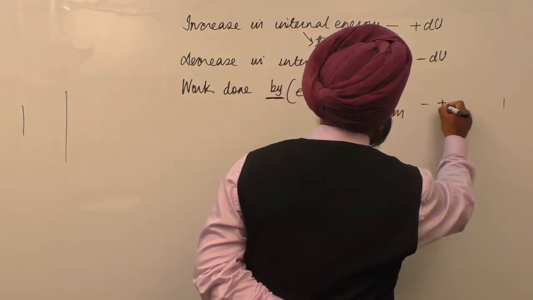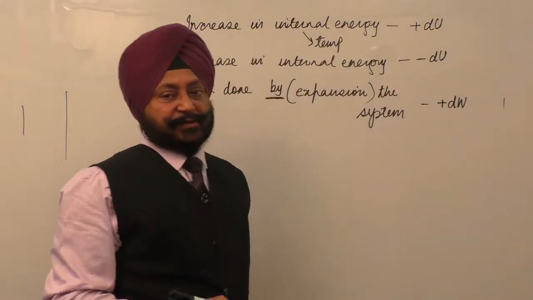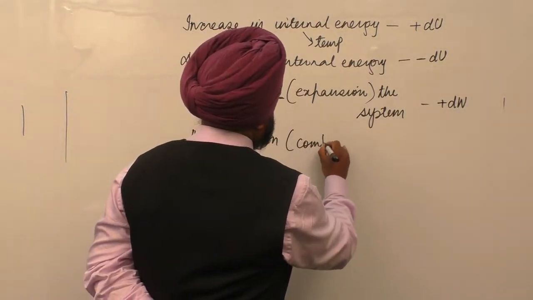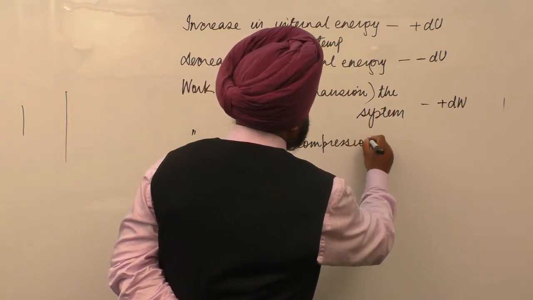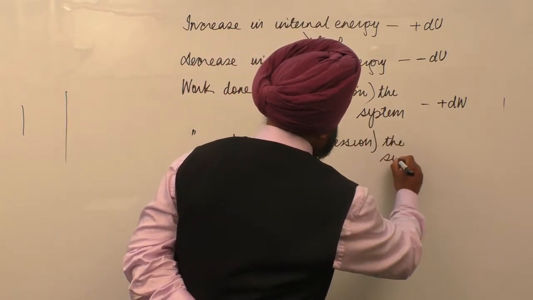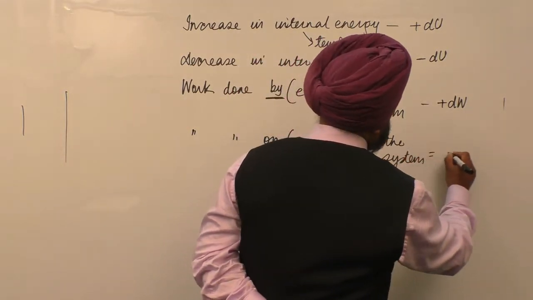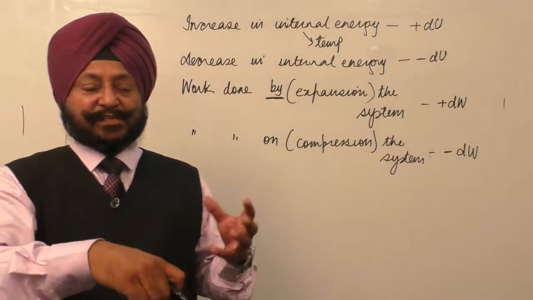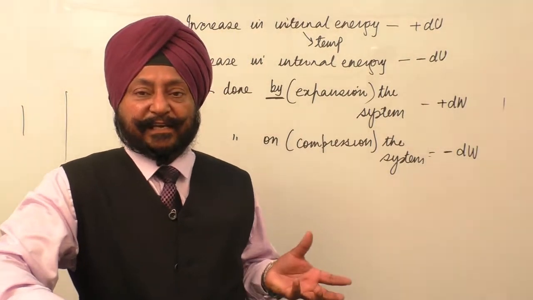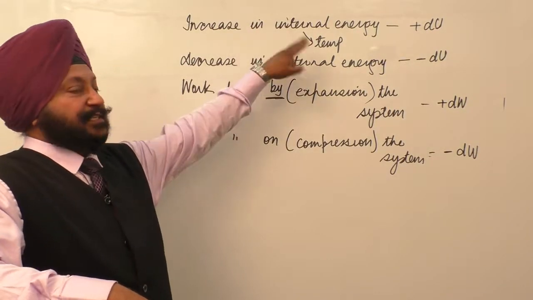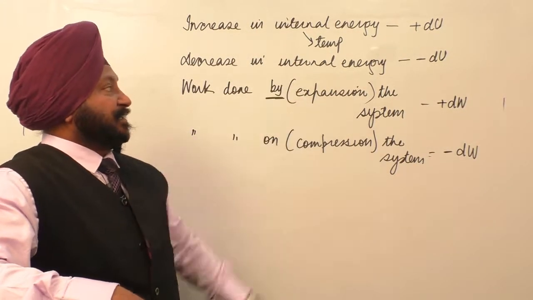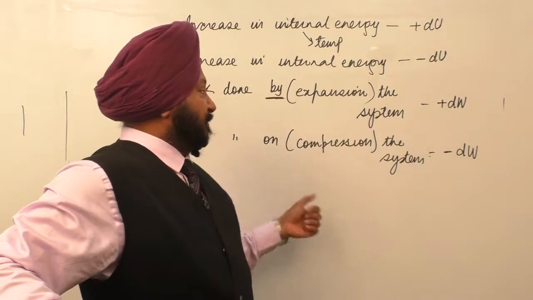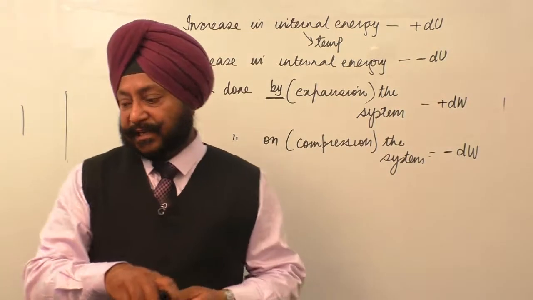So we will write plus dW. Work done by the system will be positive, and work done on the system, when do we have that? When we have compression. So work done on the system will be taken as negative. That means you write minus dW in this case. So heat added to a system positive, heat removed from a system negative, increase in internal energy positive, decrease in internal energy negative, work done by the system, meaning expansion, positive, and work done on the system, meaning compression, negative.